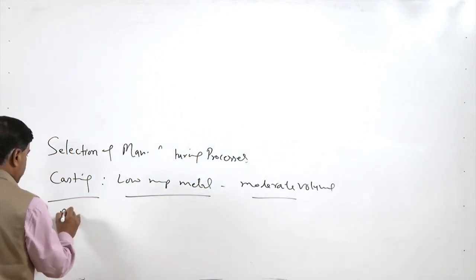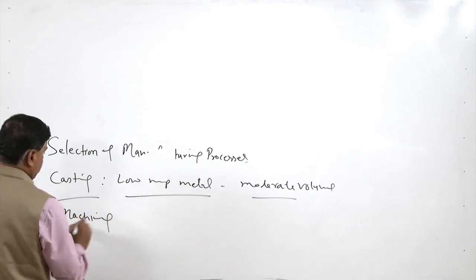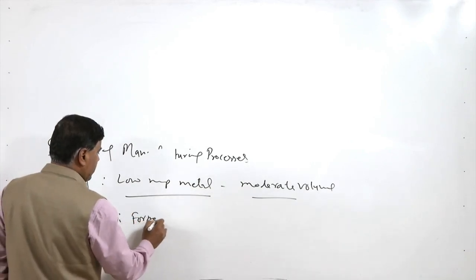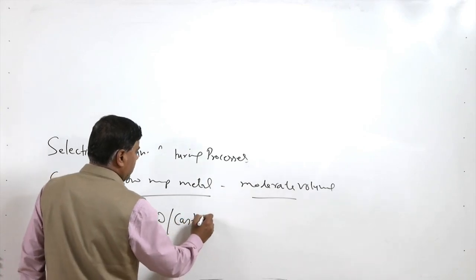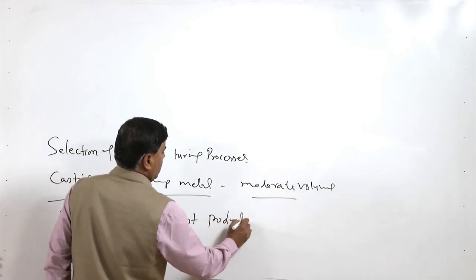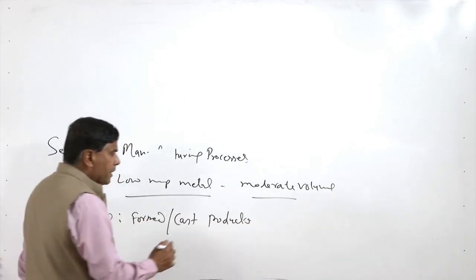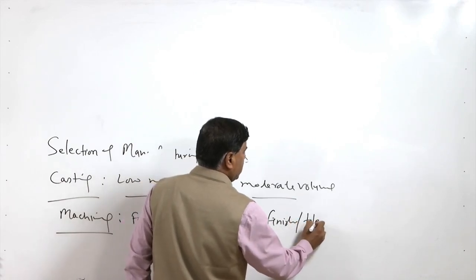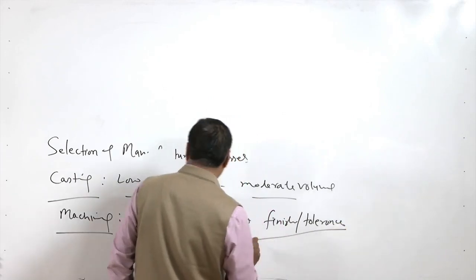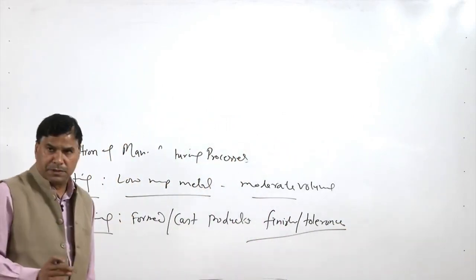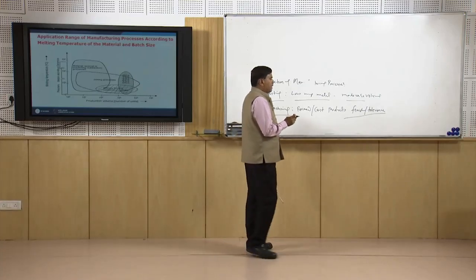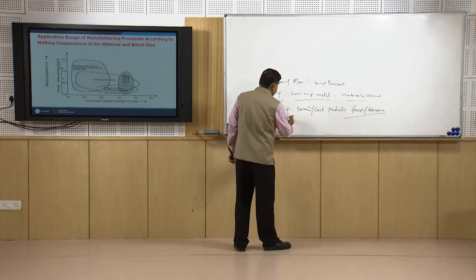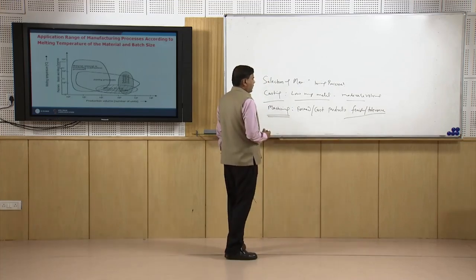Then the machining processes, these are selected for mostly all formed and cast products, which are subjected to machining primarily for achieving the finish and the tolerance. Primary shaping is not much done using machining, and if it is to be done, then very limited volumes are used for production purposes. Otherwise, mostly machining is used as a secondary processing.